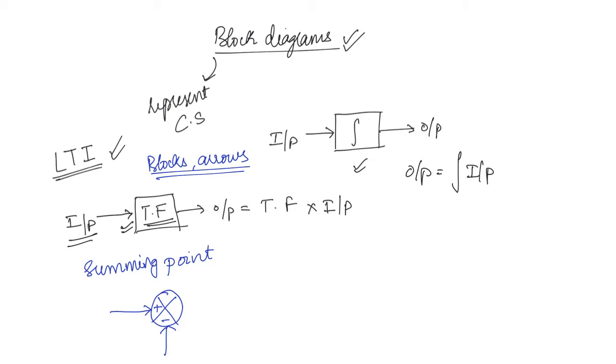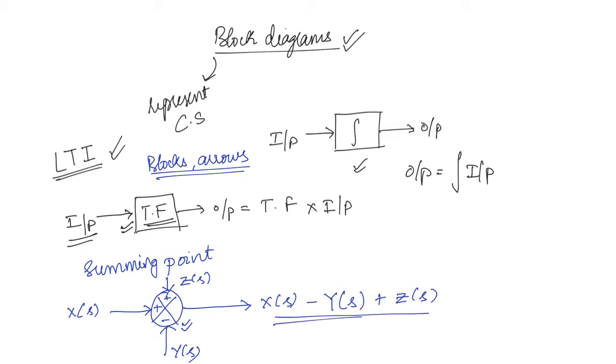So let us say you have one signal, say x of s, and here you have y of s, and here also we will add one more signal. This will be, let us say, z of s. Then the output of this summing point will be equal to x of s minus y of s, because y of s has a negative sign, it is added negatively, plus z of s. So this is the output of a summing point.